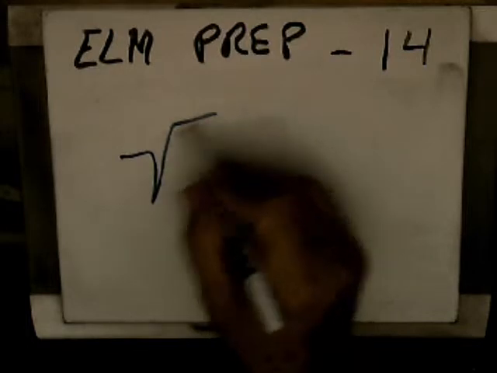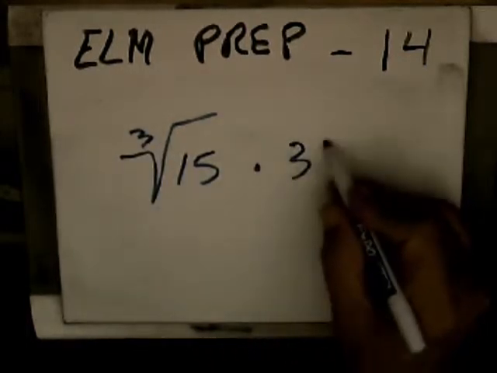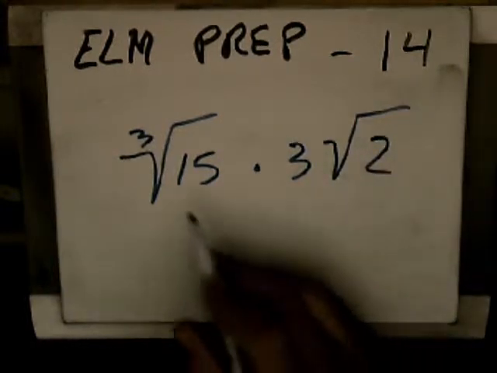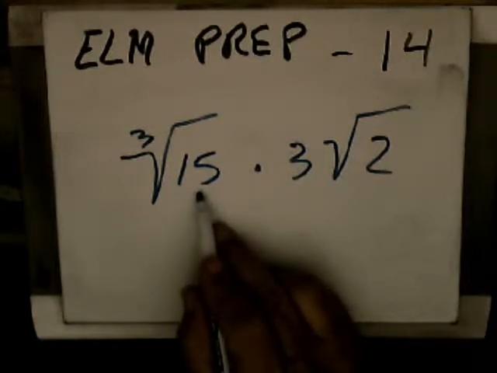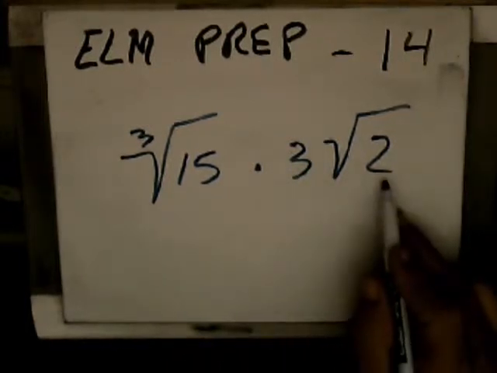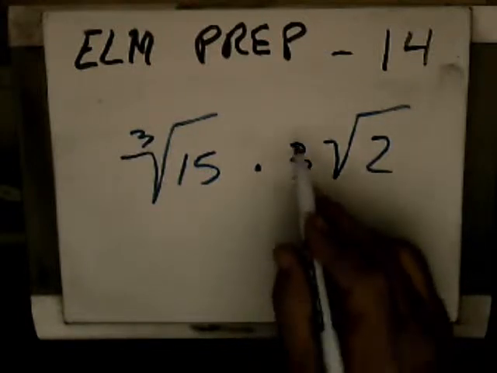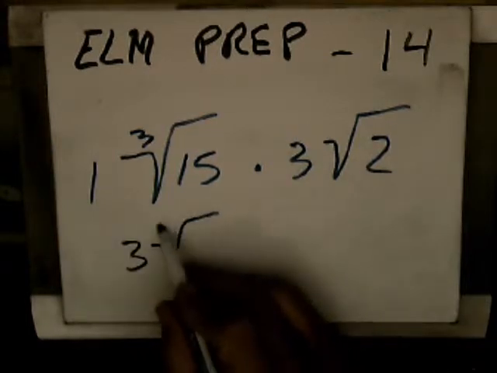Let's say we have the cube root of 15 times 3 cube root of 2. Well, this is a cube root. There's nothing coming out of here. There's no cube involved here. No cube here, so I'm not going to reduce it any. But I'm going to look at the outside times the outside. 3 times 1 is 3. I still have the cube root.